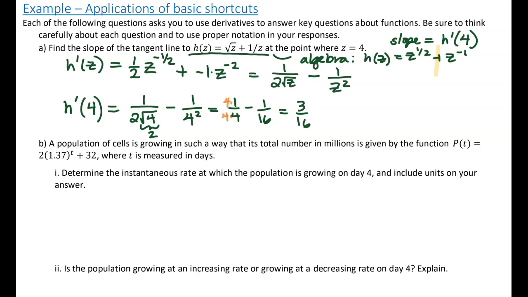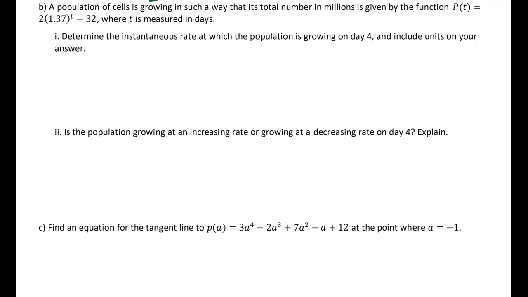Hopefully it's easier. All right, the second one is actually a word problem. We are told that a population of cells is growing according to this formula. It kind of ran across lines there, where t is measured in days. So it's number of cells and number of days. We are supposed to find the instantaneous rate, so that's going to be derivative, at which the population is growing on day 4. So this is another t equals 4. And we're supposed to give units in our answer.